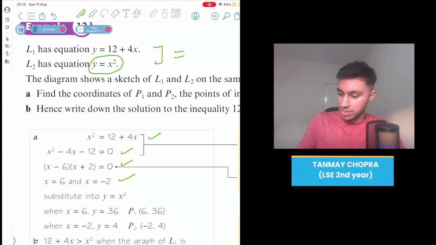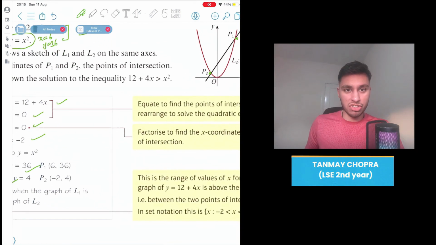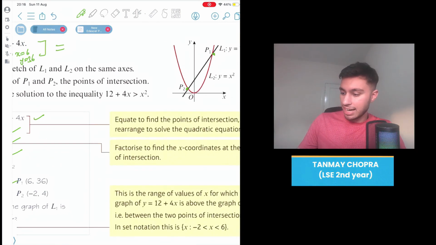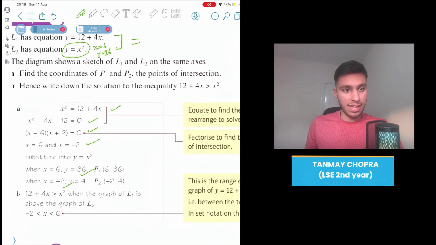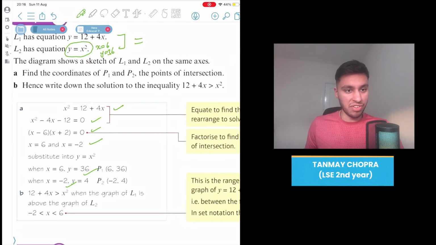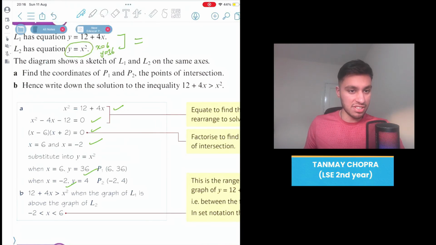If you plug in x equals 6, you get y equals 36. That is absolutely right. And then when you plug in x equals -2, you get y equals 4. Excellent, right? We can now identify which point is which. We can tell that x equals 6 has to be this point because it is on the positive side of the x-axis, right? So that's it. And then we have achieved this, and now we just need to find where 12 plus 4x is greater than x squared. Now let's do that with the help of the graph to practice what we just learned.